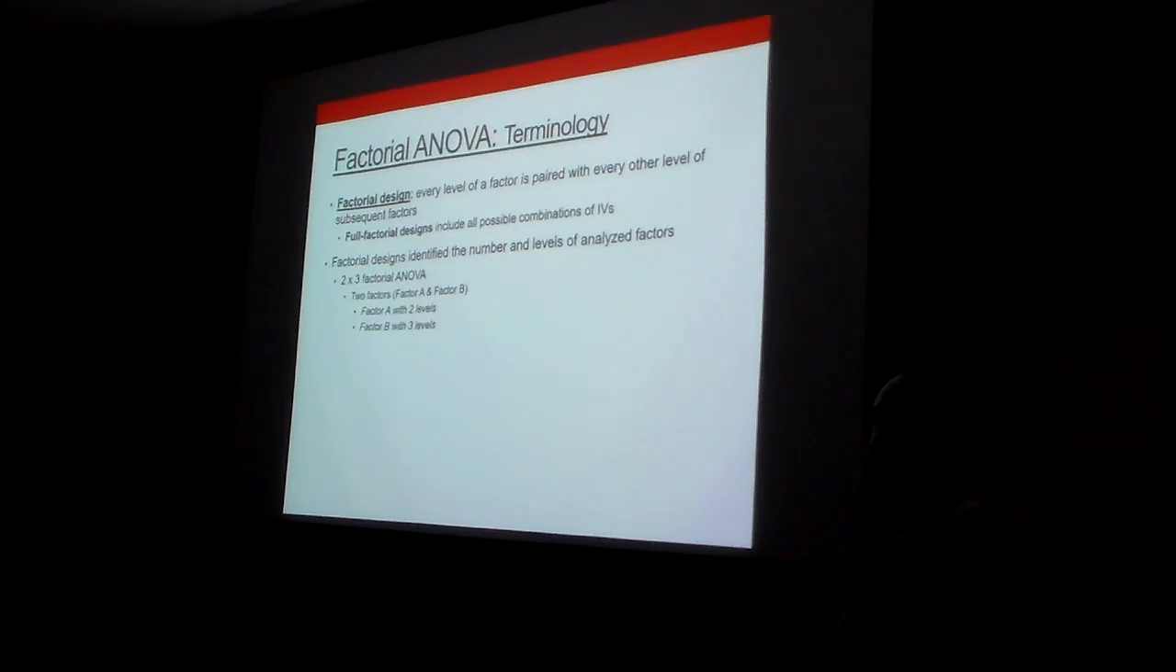So again, looking at terminology for our factorial designs, a factorial design is where we've got every level of a factor paired with every level of subsequent factors. We've got a full factorial design. We've got all combinations of independent variables, okay? So if I have three factors with two levels to each factor, how many cells do I have?